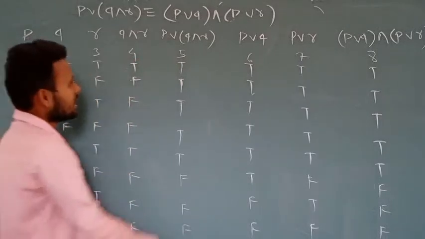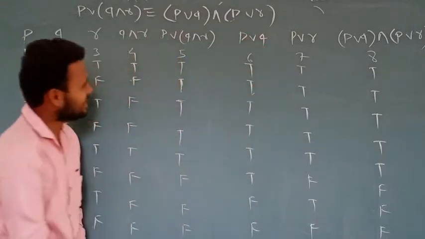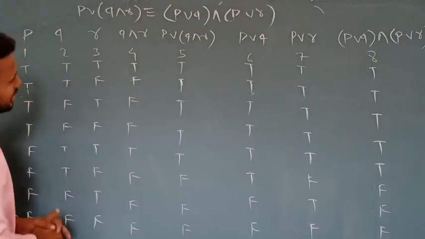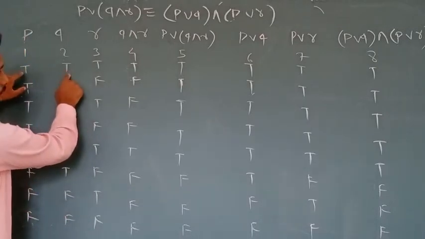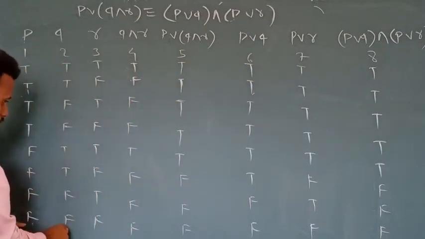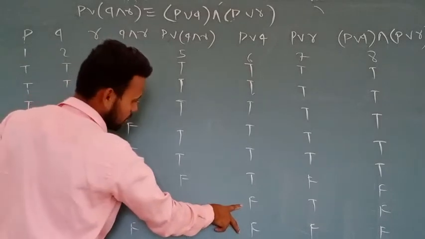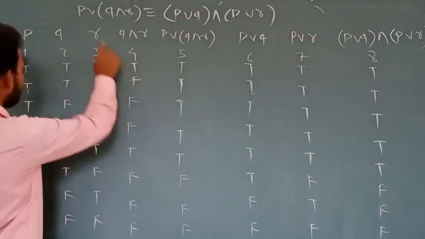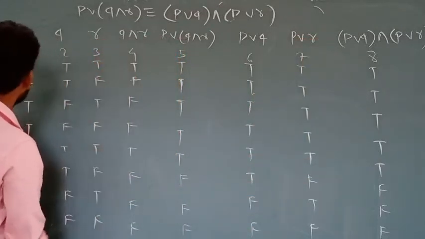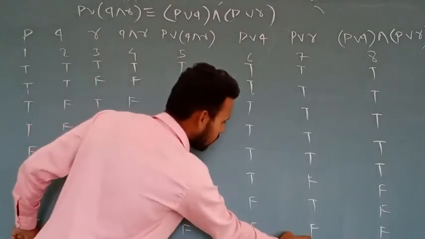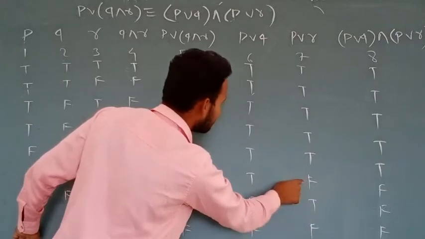Then the next column is P ∨ Q. With a similar procedure, we know that in a disjunction, if both substatements are false, then the disjunction is false, otherwise it is true. So F appears only in the last two rows, where both are F, and the rest are true. Then again a similar disjunction, P with R. Also here, we know that if both substatements are false, then the disjunction is false, otherwise it is true. Here also F, and the remaining are T.